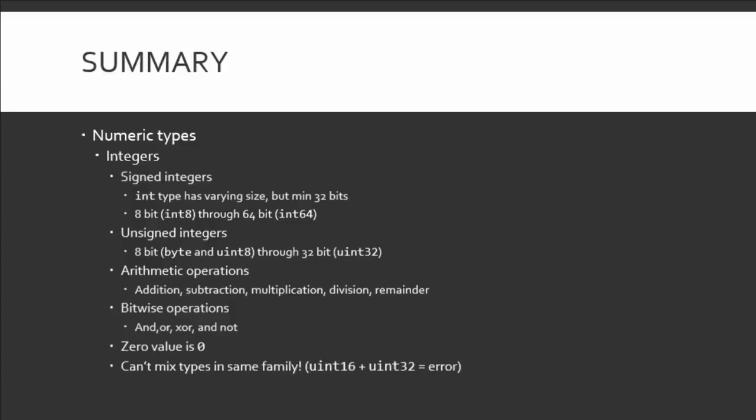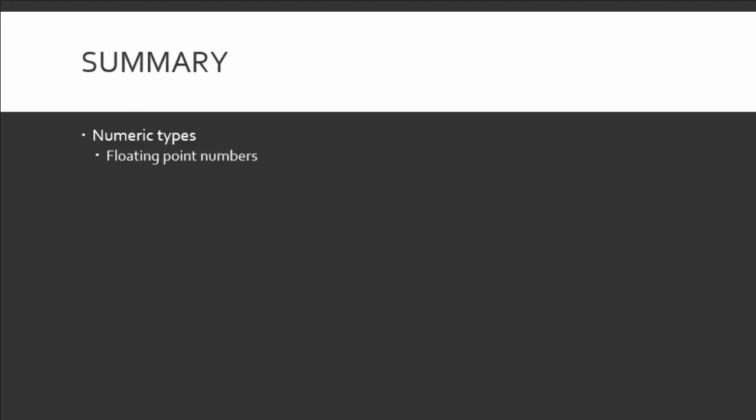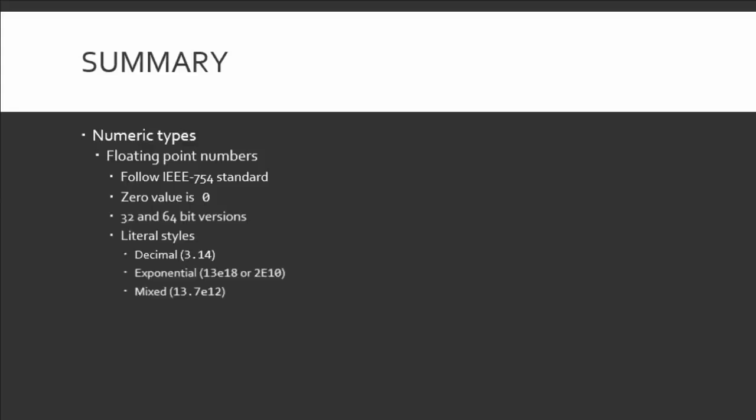And you cannot mix types in the same family. Now this is going to be true throughout all of the numeric types. If you have a uint16, for example, and a uint32, you cannot add those together. You're going to get a compile time error. The next numeric type that we talked about were the floating point numbers. So they follow the IEEE 754 standard. The zero value is similar to the integer types, the value 0. And we have two different versions. We've got 32-bit versions and 64-bit versions that we can work with. And we have several different literal styles that we can use to initialize them.